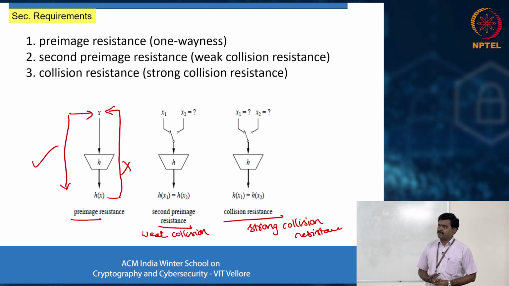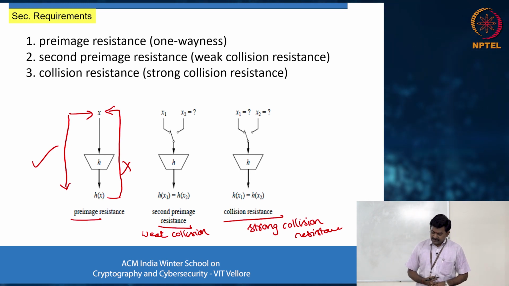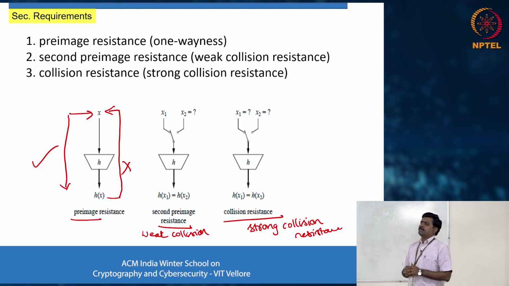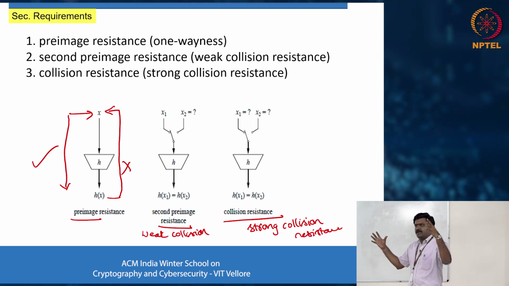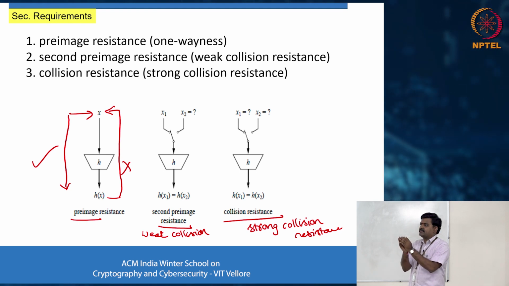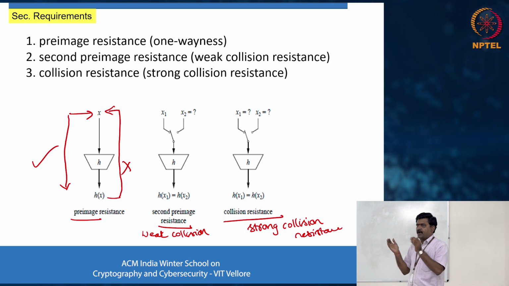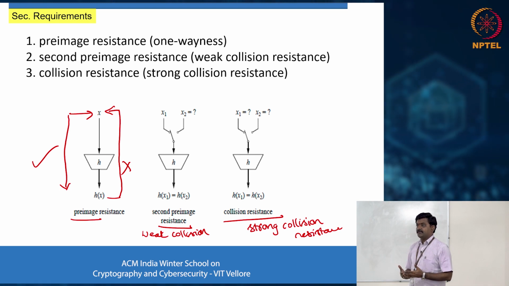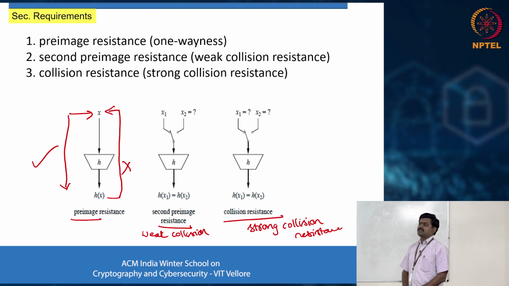There are two more interesting conditions. The second is weak collision resistance. You need to understand what is meant by collision. In the case of hashes, we take a large plain text and map it to a small space. My input length is large, my output space is small. When I am mapping like that, there are chances that two plain texts get the same digest.